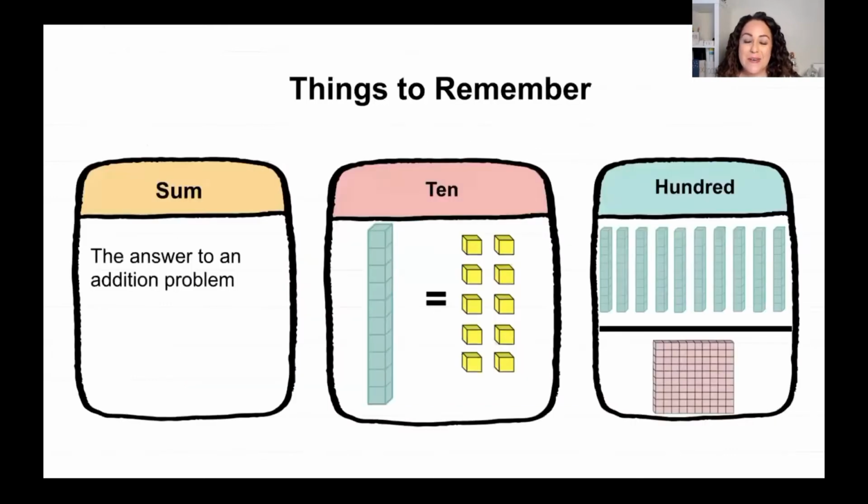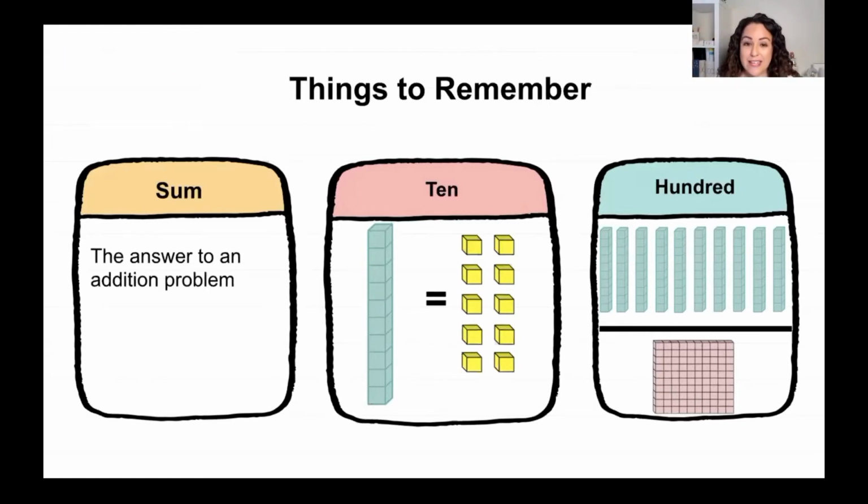Okay, so things to remember. Remember, the sum is the answer to an addition problem. We're going to be adding a lot today, so you're going to need to know that the answer to an addition problem is the sum. And then we have a bundle of 10, and that is equal to 10 ones. So 1 big is equal to 10 littles. And that also works when you have 100. There's 10 tens, and they make 100. And the main thing to remember is that 10 littles equals the next big.